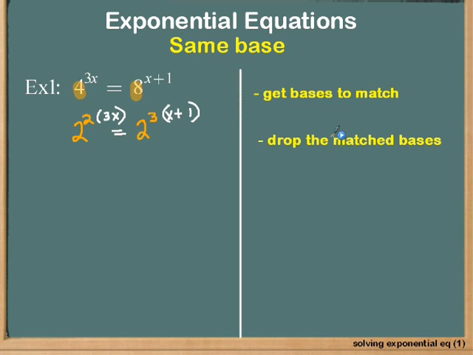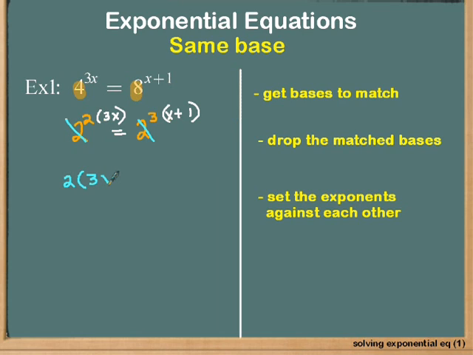Maybe you remember, we have to drop these bases, and when we drop them, what we'll do is we will set the exponents against each other. So I'm going to create an equation with the exponents. So 2 times the 3x equals 3 times the x plus 1. And again, this should be a pretty easy one for you because we've done problems similar to this in our previous assignments. So 2 times 3 gives me 6x, and that was pretty easy.